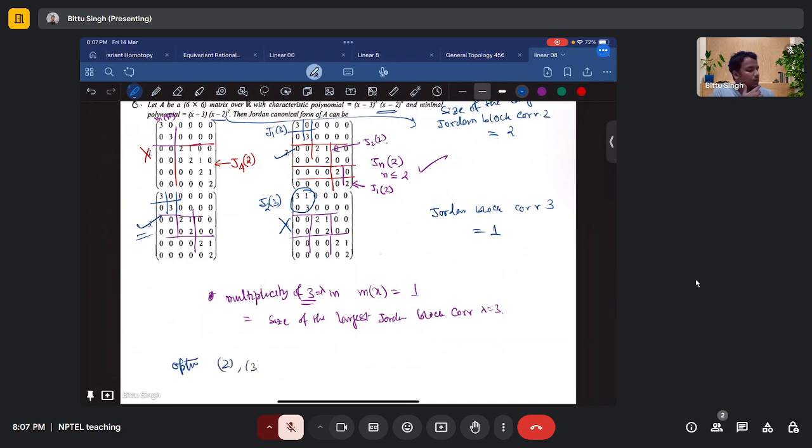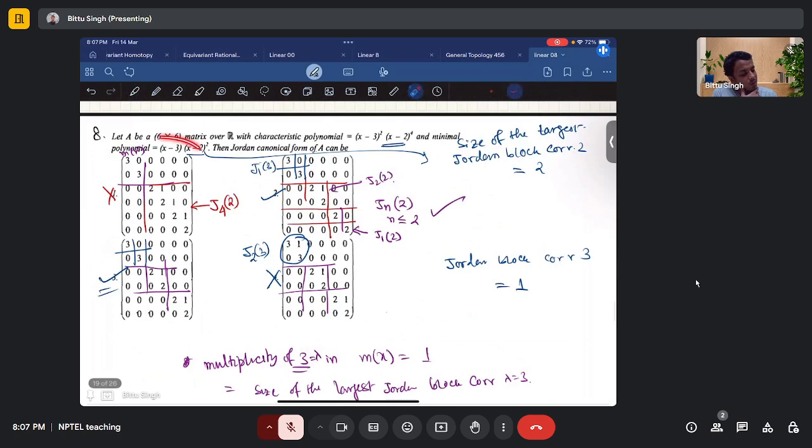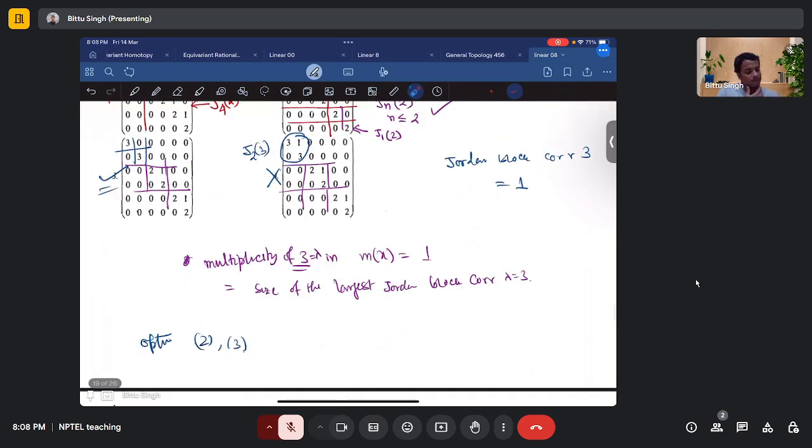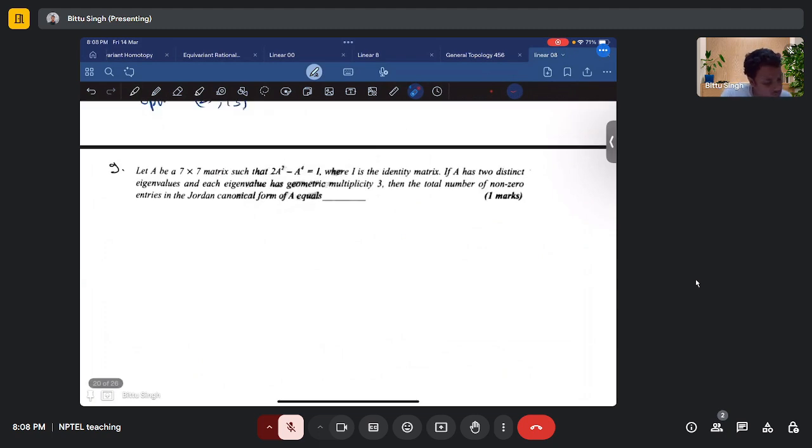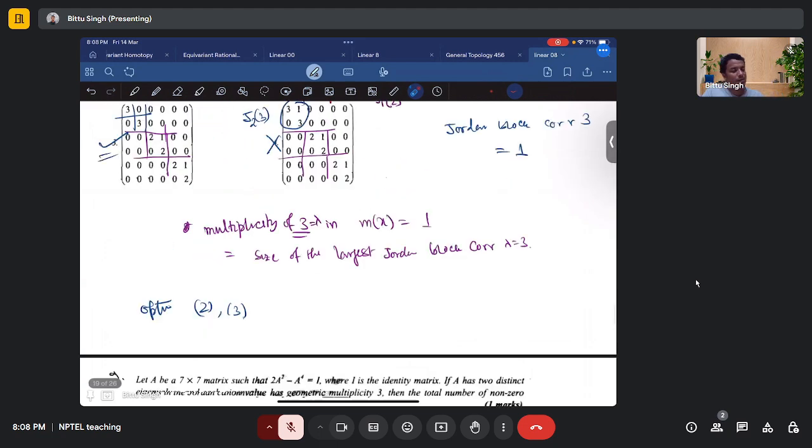So option 2 and option 3. Just remember, given a minimal polynomial, from here we can see the largest possible Jordan block just by looking at those degrees. The multiplicity of 3 is 1, the multiplicity of 2 is 2. Therefore, the size of the Jordan blocks is restricted by 1 and 2 correspondingly. So those are actually not so hard. Let me stop here. Thank you.